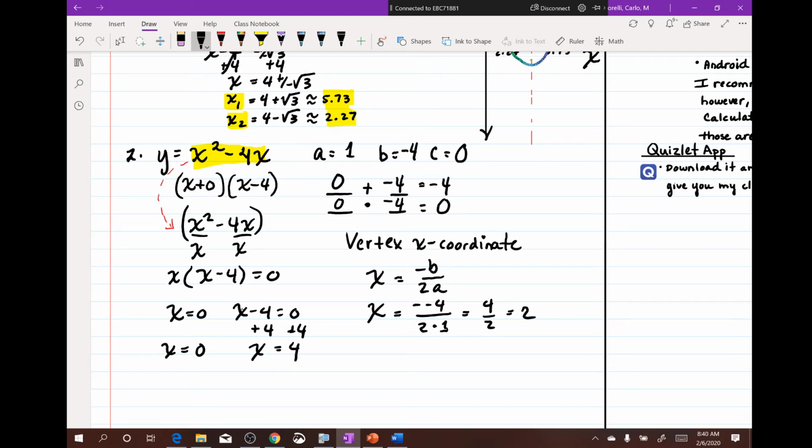This makes sense to us because if we have one x-intercept at 0 and one at 4, and we know that quadratics have an axis of symmetry halfway between the two intercepts, then it makes sense that it would be at 2. So how do I find the y-coordinate of the vertex now that I know the x-coordinate?